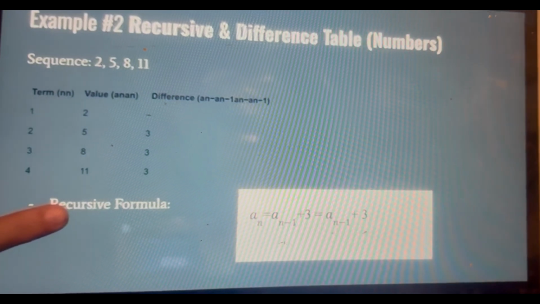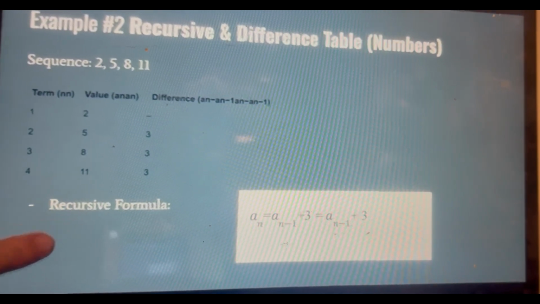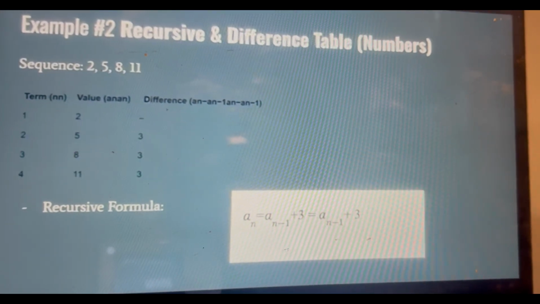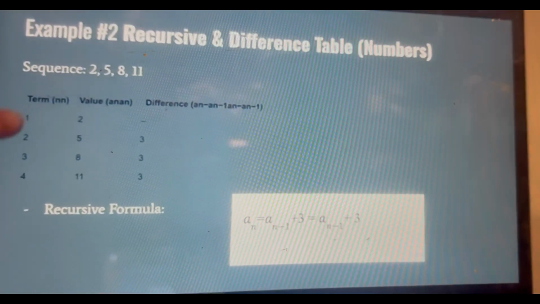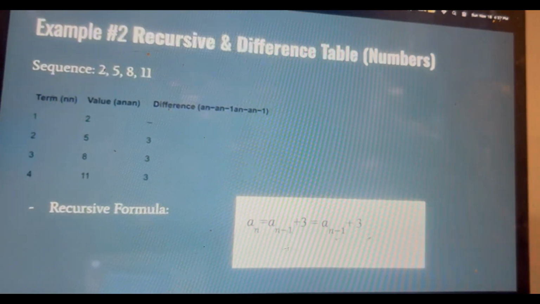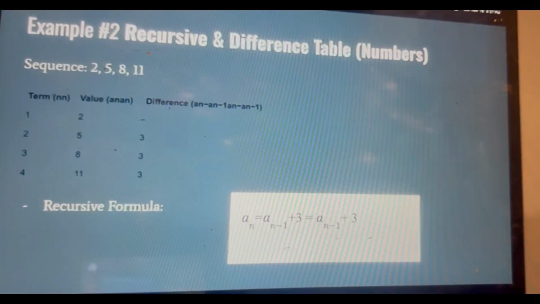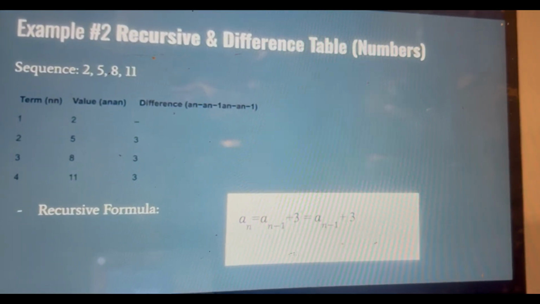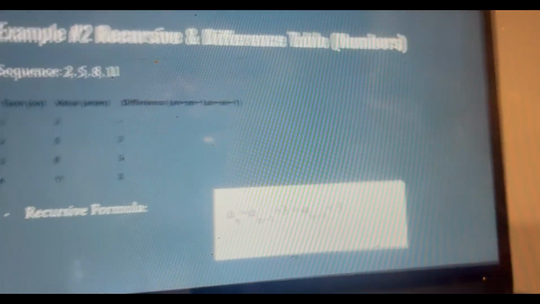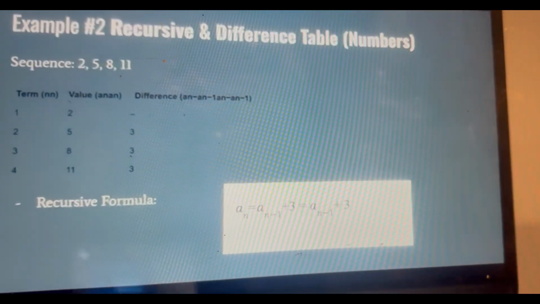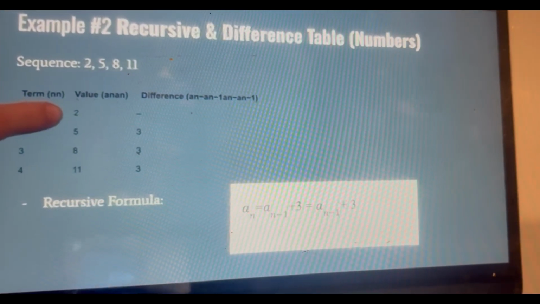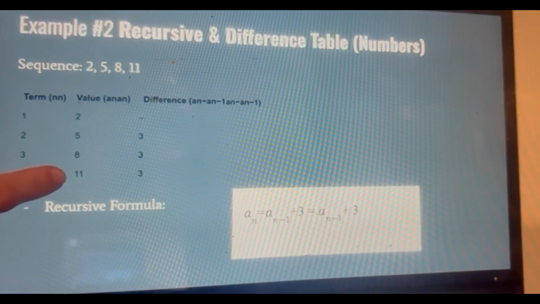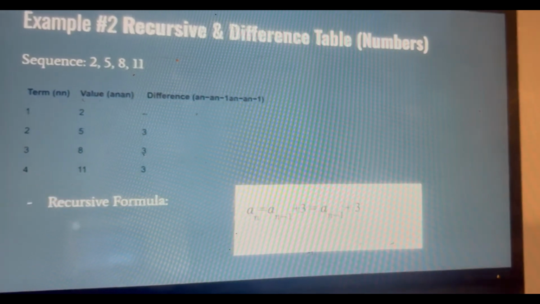The recursive formula uses the previous term to get the next term. It's recursive because it recurs, meaning it repeats the same steps over and over. The starting value is 2, and the rule for finding the next term is a_n = a_(n-1) + 3. So to get the nth term, take the previous term, a_(n-1), and add 3. And you can see that'll get us 2 plus 3 is 5, 5 plus 3 is 8, 8 plus 3 is 11, and if we want to go one further, 11 plus 3 is 14.